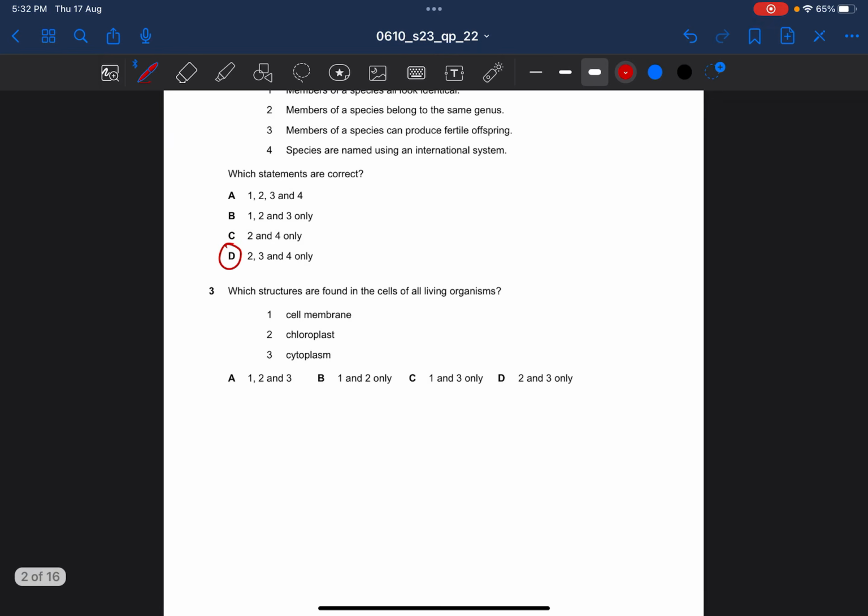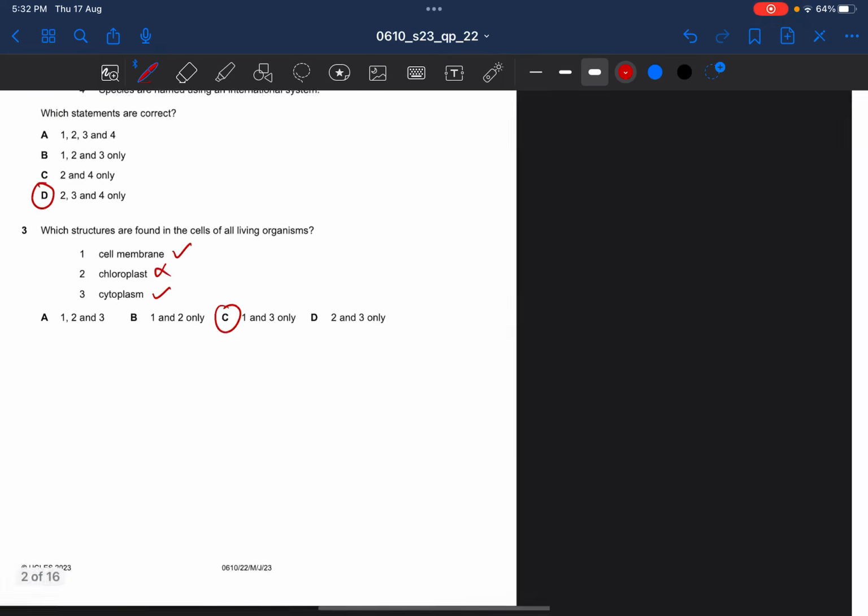Question 3. Which structures are found in the cells of all living organisms? So it's including animals and plants at the same time. So cell membrane, yes, and cytoplasm. Chloroplast is only for plant cells. The answer is C.